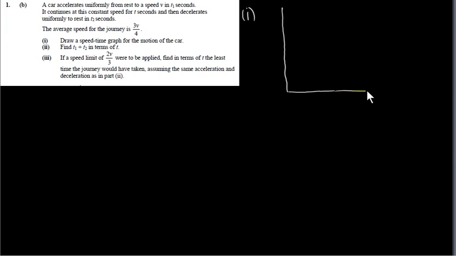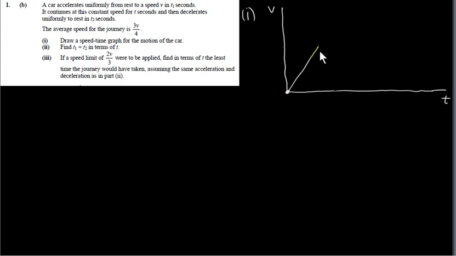So we're drawing speed against time. Speed is the magnitude of the velocity. That's v without an arrow. For the first part, the car accelerates uniformly from rest. That means its initial speed is 0, and we're assuming that its time is 0 initially. It accelerates uniformly, so the speed time graph is a straight line. That's the only situation we'll be dealing with in the course.